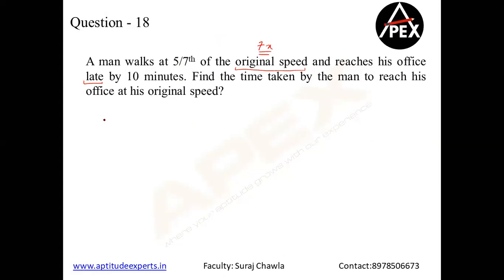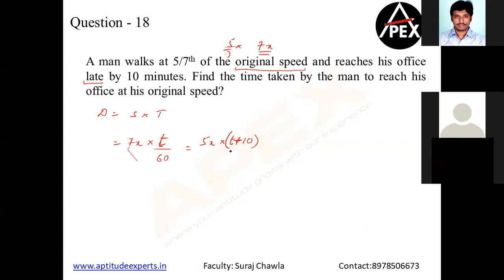Clear? So if his original speed is 7x, distance is equal to speed into time. Let me assume his original speed is equal to 7x and the time taken is t minutes. Now, t in minutes has to be divided by 60. Now for the same distance, if he is traveling at 5/7 of the original speed, 5/7 of 7x will be nothing but 5x. So his new speed is 5x and he is reaching late by 10 minutes. So he's taking 10 minutes more than the usual time. If earlier I was taking t minutes to reach my office, now I'm taking t plus 10 minutes.